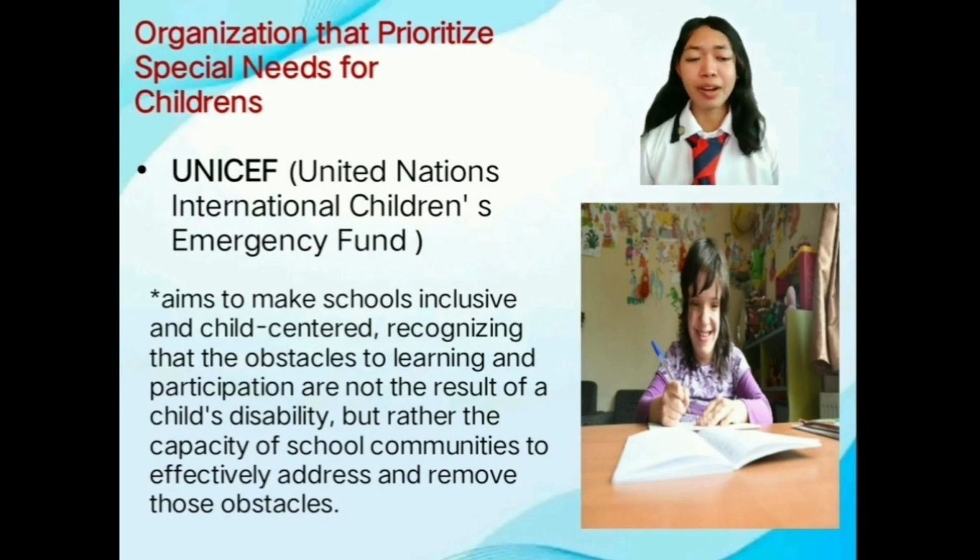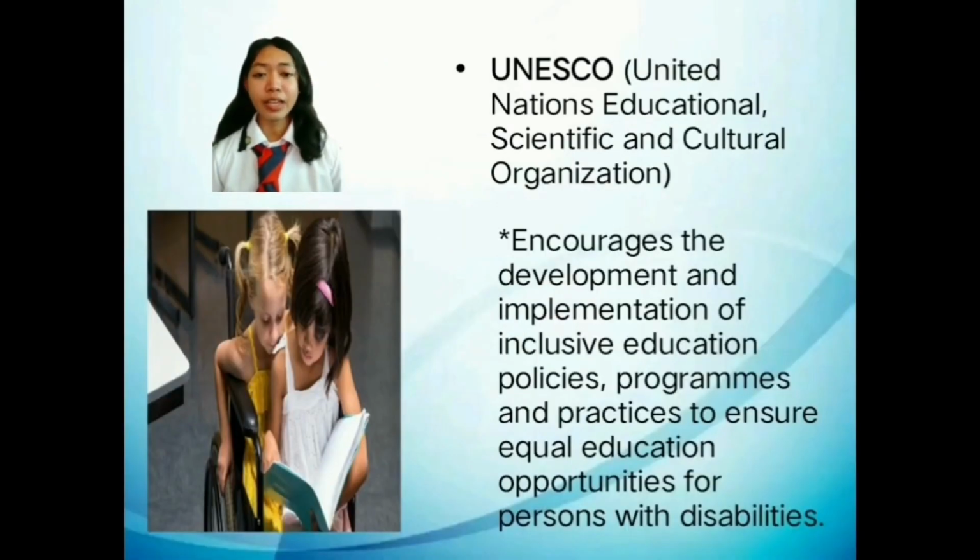There are examples of groups or organizations that prioritize special needs for children. One is UNICEF. UNICEF stands for United Nations International Children's Emergency Fund. UNICEF works to promote and protect the rights of every Filipino child, with particular focus on those who are most vulnerable and disadvantaged. The second one is UNESCO. UNESCO stands for United Nations Educational, Scientific, and Cultural Organization. It has been working to strengthen states' strategies for inclusive educational planning and management through actions to raise awareness.